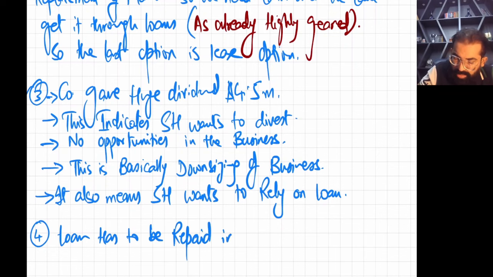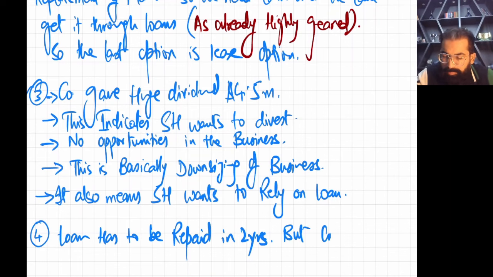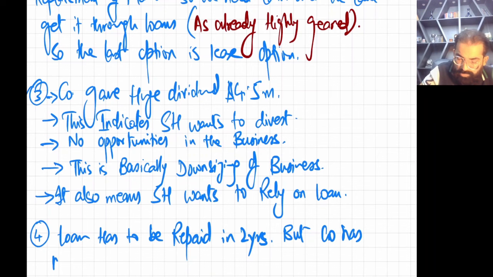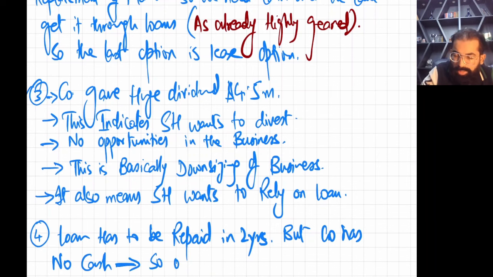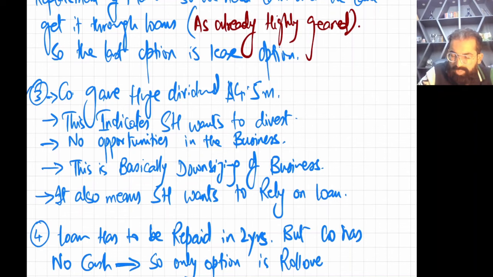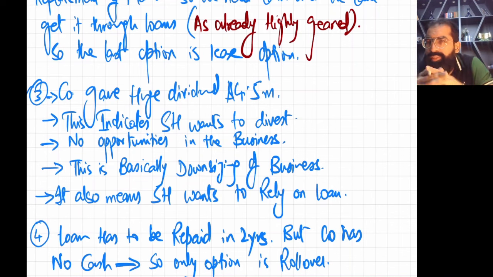The loan is repaid in 2 years, but the company has no cash, so the only option is rollover. We'll request the lender, please give us a few more years' time. And if there is no rollover option, then going concern. Then your assets will be forcefully sold.